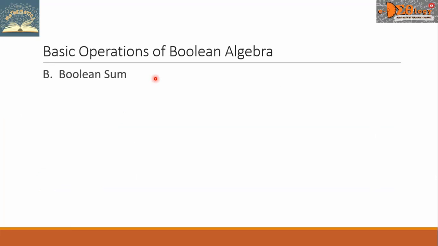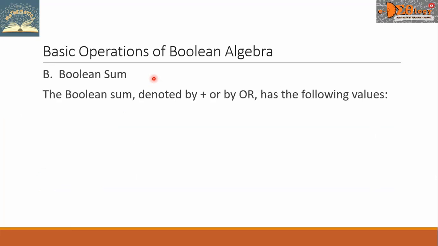This is now the Boolean sum. The Boolean sum, denoted by plus or by the OR operation, has the following values. 1 plus 1 equals 1. 1 plus 0 equals 1. 0 plus 1 equals 1. 0 plus 0 equals 0.